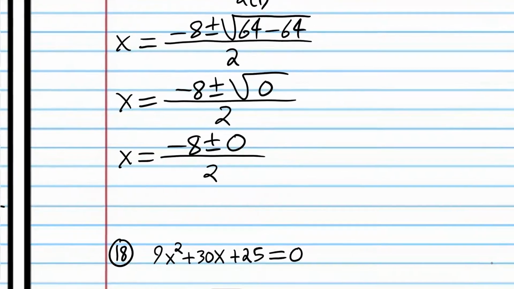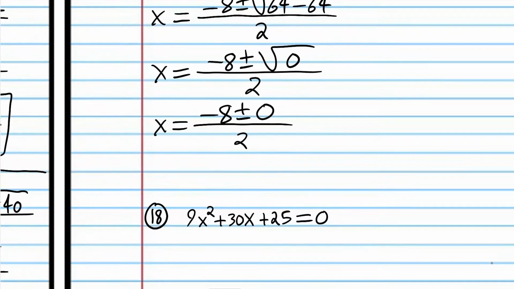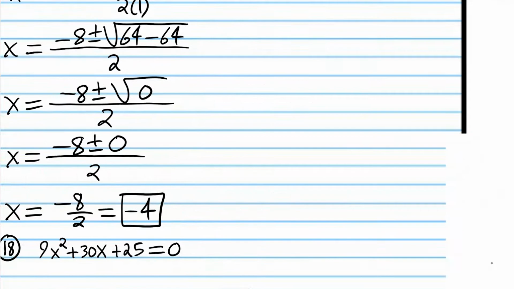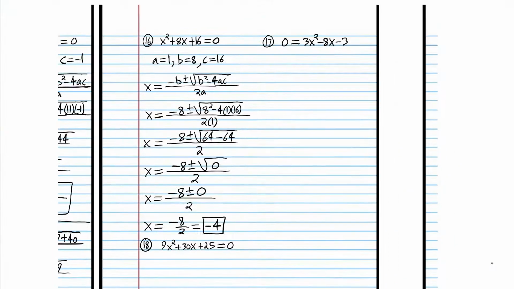Now, if you add 0, you don't do anything to -8. If you subtract 0, again, you don't do anything. So you just end up with -8 over 2, which you can just simplify to -4. So there's actually only one solution.